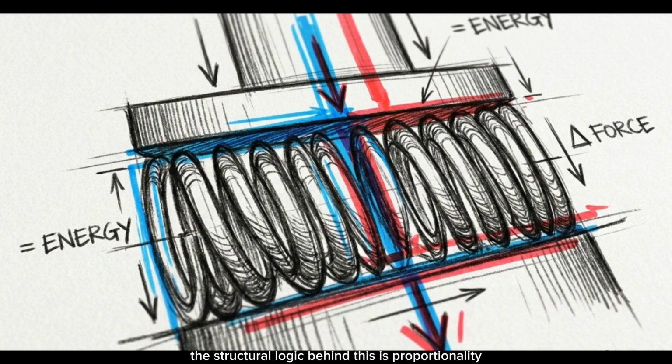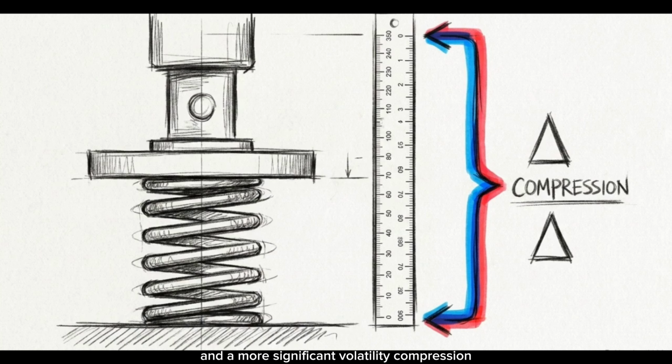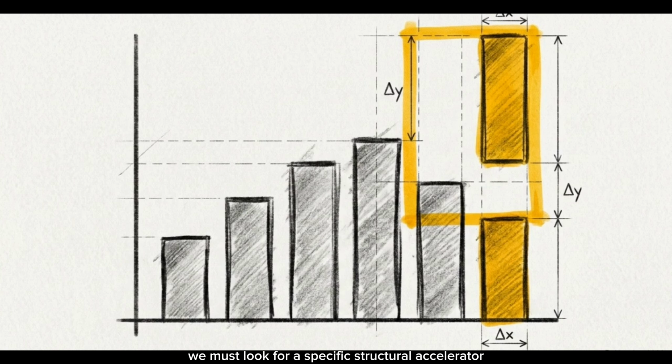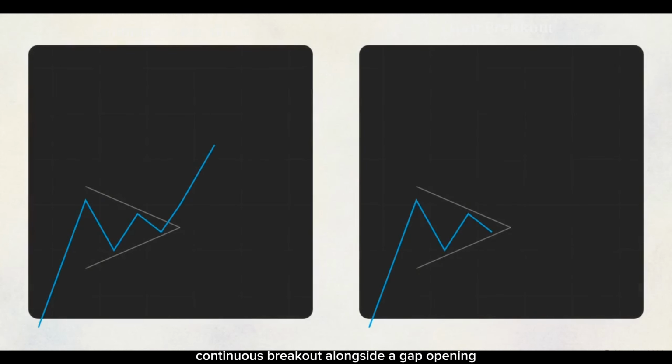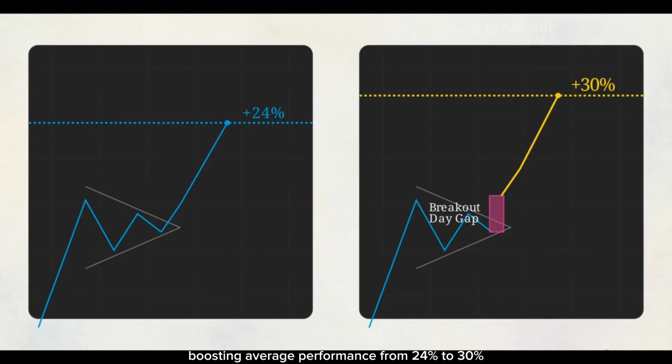The structural logic behind this is proportionality. A tall pennant inherently represents greater stored momentum and a more significant volatility compression relative to the preceding steep price trend. Beyond proportion, we must look for a specific structural accelerator on the day the pattern resolves, the breakout gap. This comparison shows a standard continuous breakout alongside a gap opening. Gaps that occur on the breakout day power the stock significantly higher, boosting average performance from 24% to 30%.